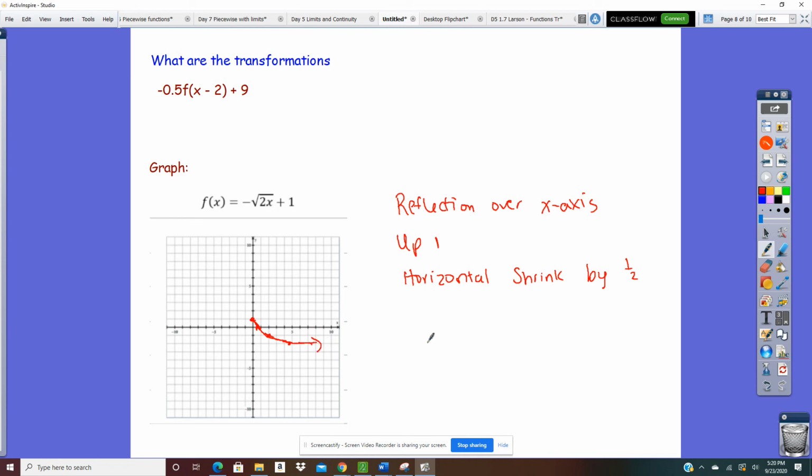Now you can make a table of values. That might be easier for some of you, and do these things to it. So if it's up 1, you're going to change your y value by 1. You're going to shrink your horizontal by 1/2, and then you're going to reflect it over the x-axis, which means the y coordinate changes.